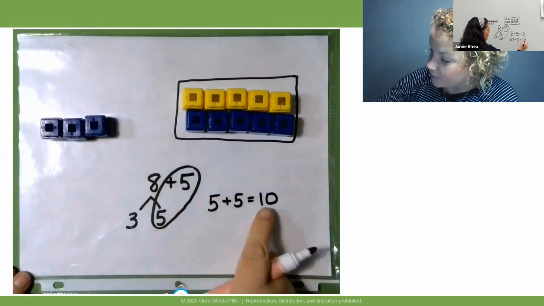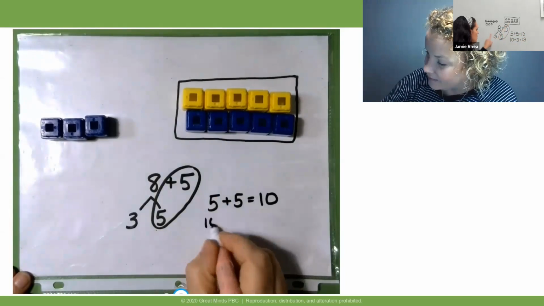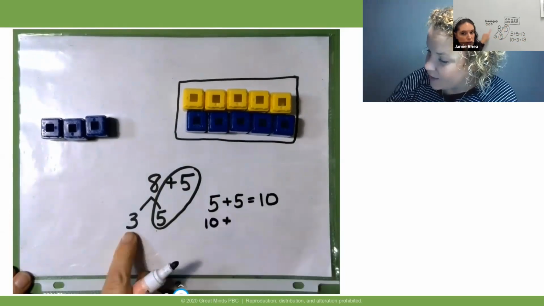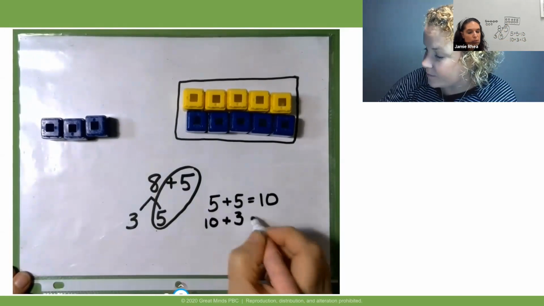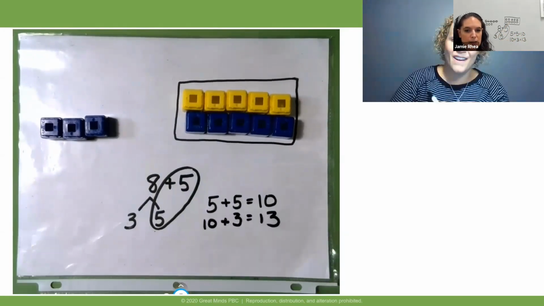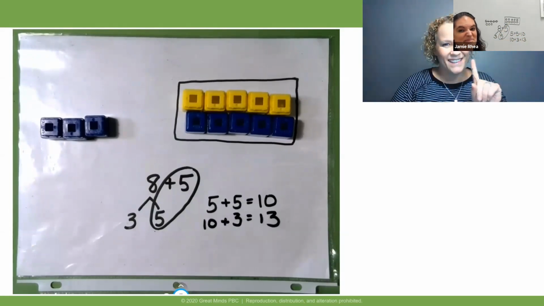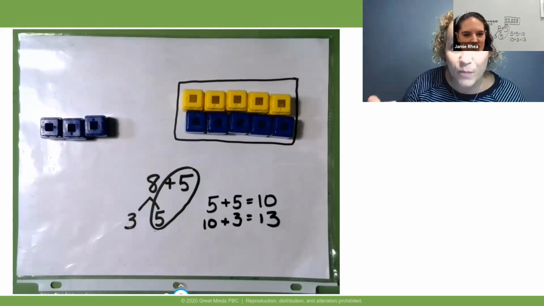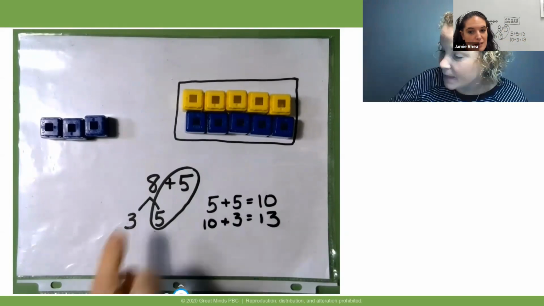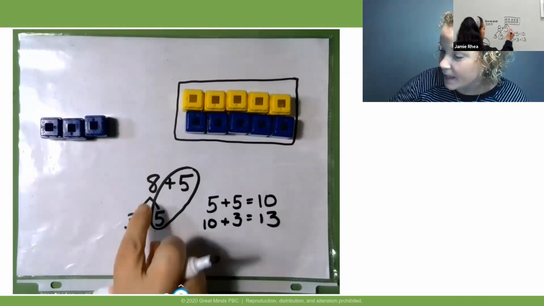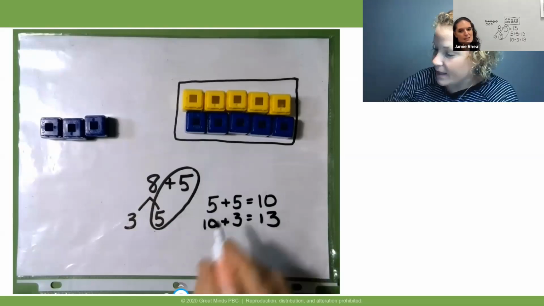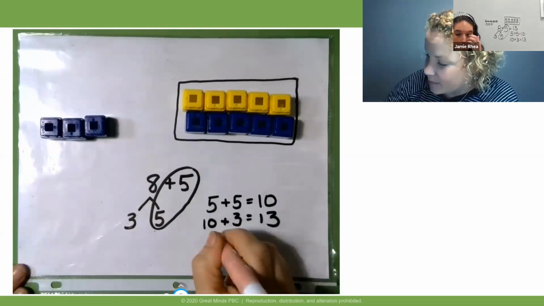So this is our 10 plus the other part, the 3 we didn't use. That's where we get our 10 and 3 makes 13. Are we done? Not yet. We have to go back and answer the original problem. What was our original problem? 8 plus 5. What is 8 plus 5? 8 plus 5 equals 13. Very good.